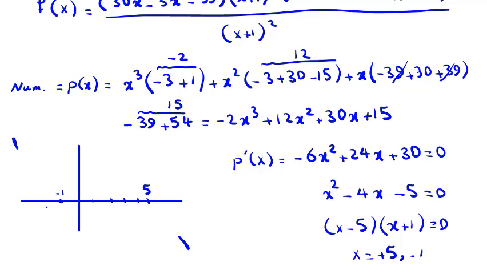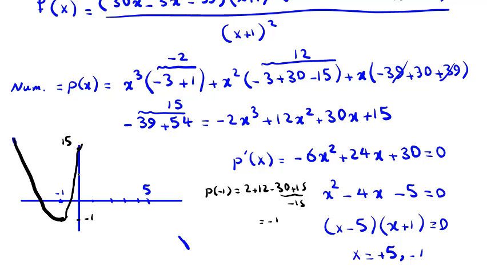So let's check. For -1, it is what? P of -1, if we replace, it will be 2 plus 12 minus 30 plus 15. -15 plus 14 will be -1. So here it will be -1. And then for p of 0, it will be 15. So here we have 15, and we know we have something like this, and it goes like this.